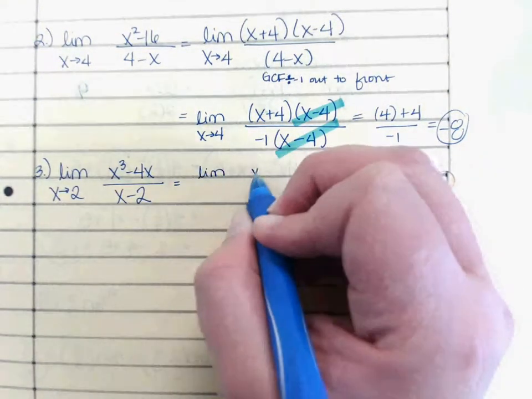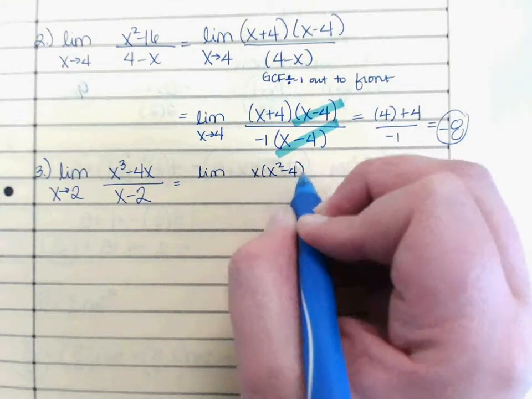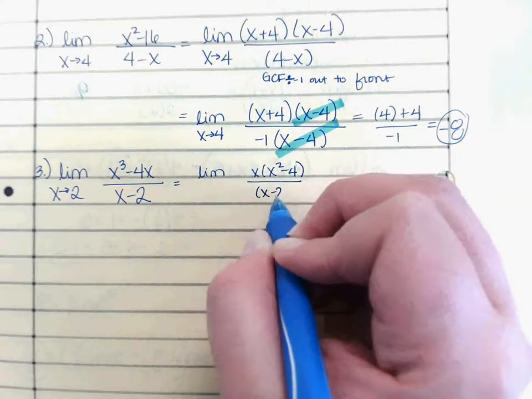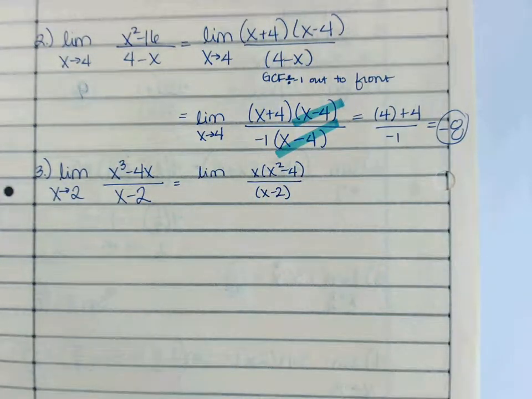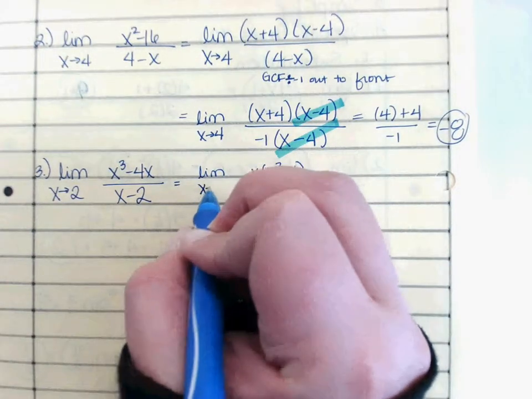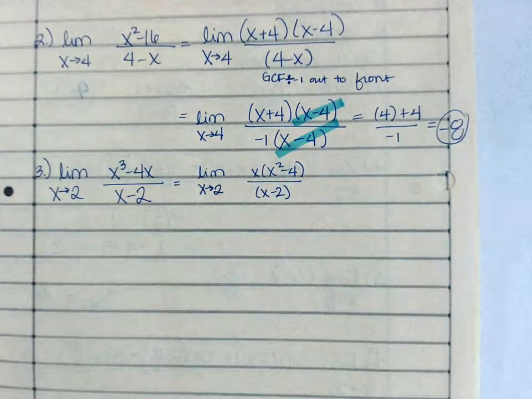X times x squared minus 4. And then what can I do with that x squared minus 4? You can factor that, that's a perfect square, into an x plus 2 and an x minus 2. Then one of those is going to take out the x minus 2 off the bottom. Make sense? Okay, so I was lazy and didn't put my little x approaching 2.